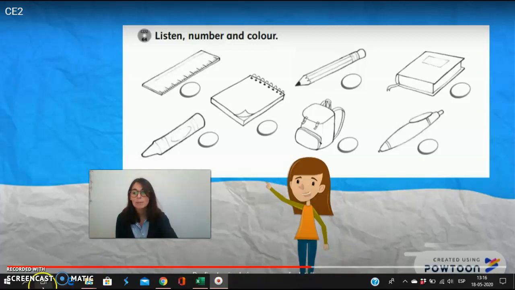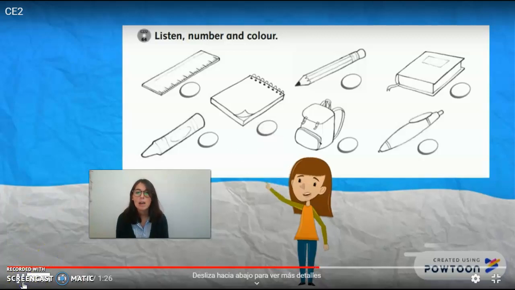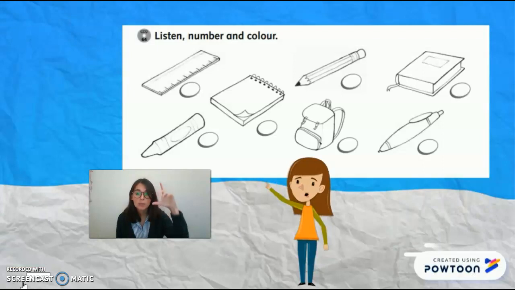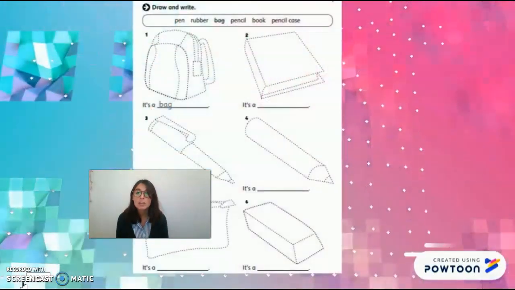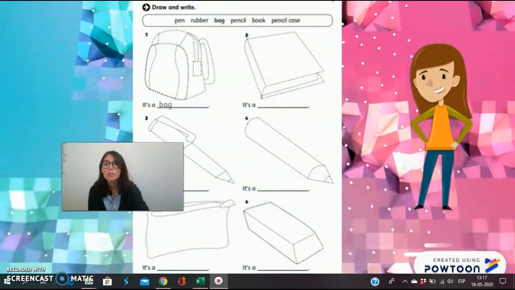And finally, you're going to take a photograph of your work. I need you to take a photograph of your work and you're going to send it to me, okay? So remember that. Good.